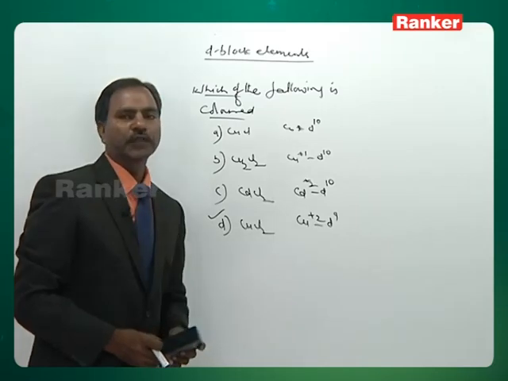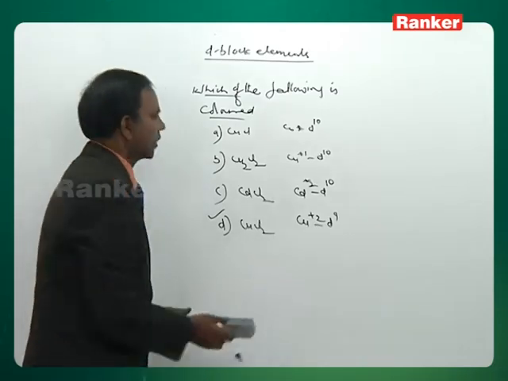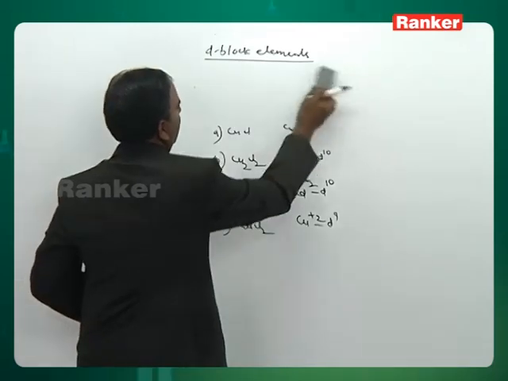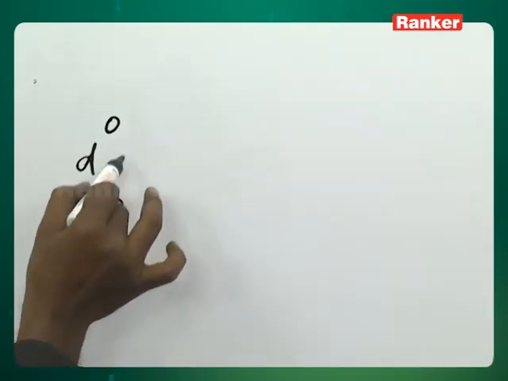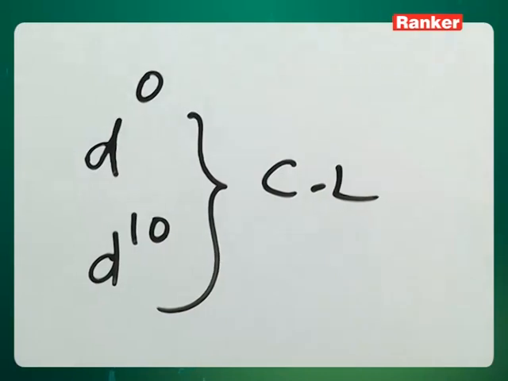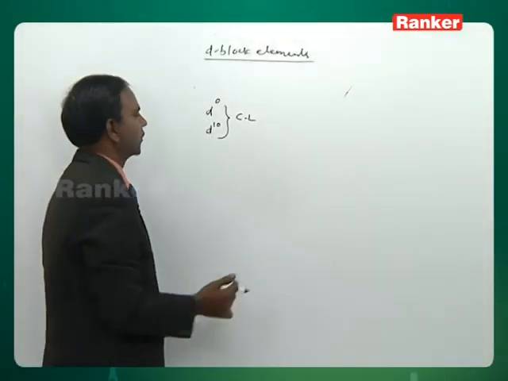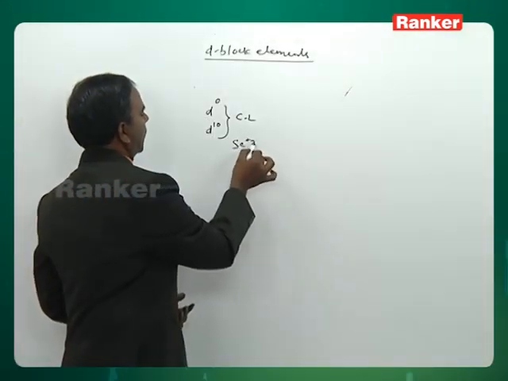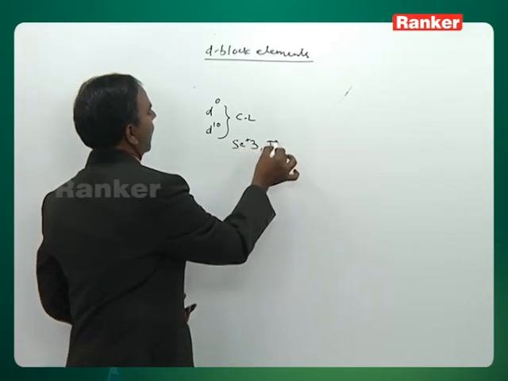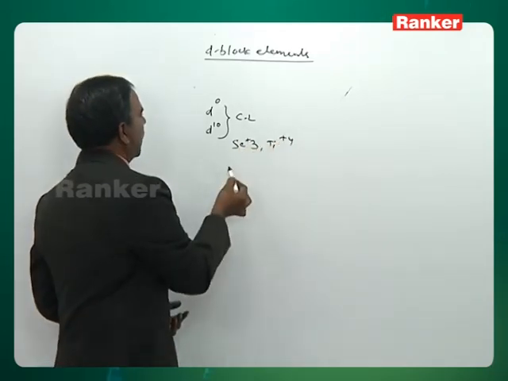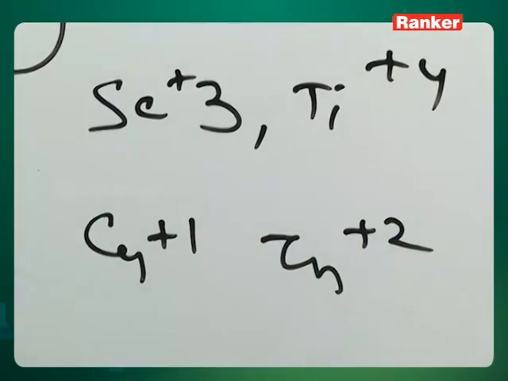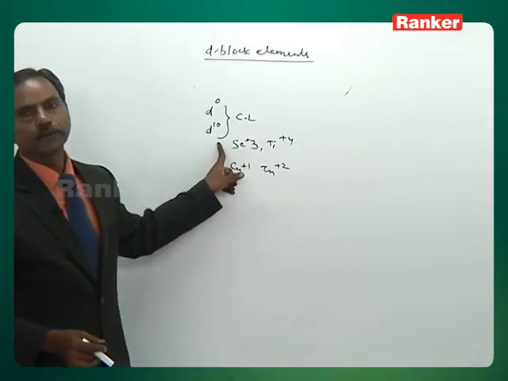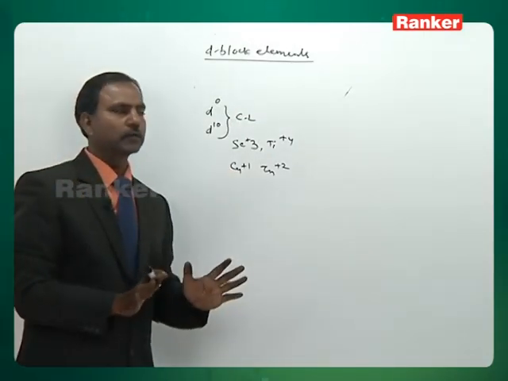One more important point is there in this particular color properties. Now let me explain what that important point is. What I generalized is that any D0 configuration or D10 configuration is colorless. Now we consider D0 or D10: you can take scandium +3 and titanium +4, and for D10 configurations you can consider copper +1 and zinc +2. These are D0 configuration, these are D10 configuration. They are colorless, no doubt.